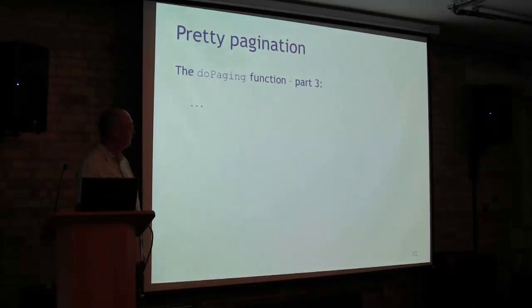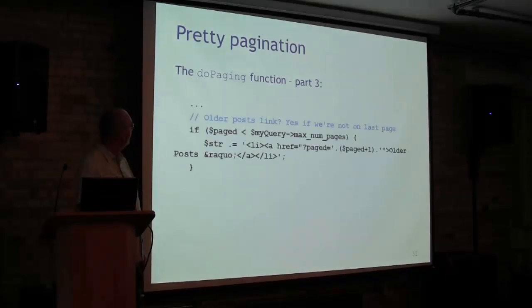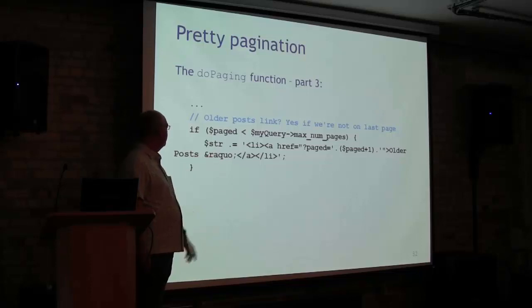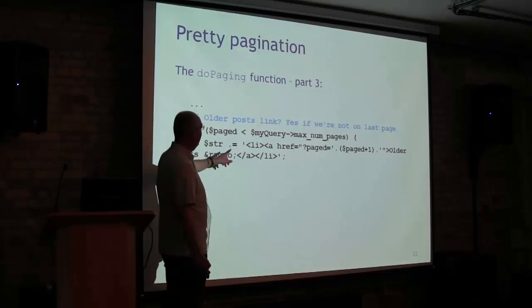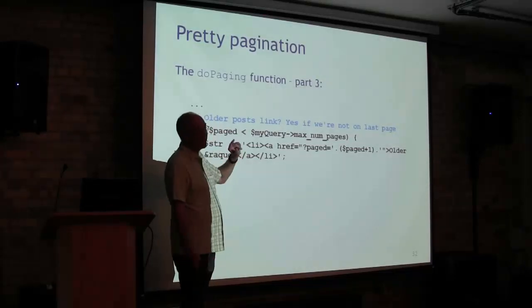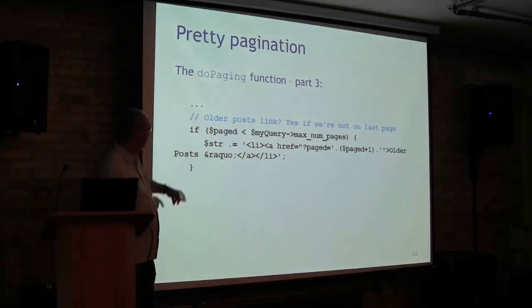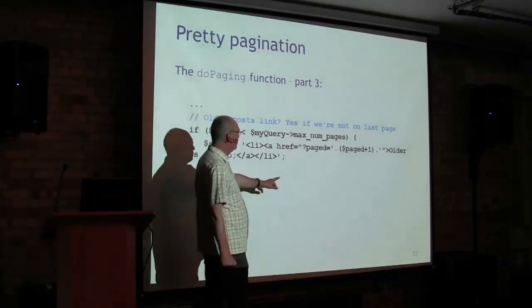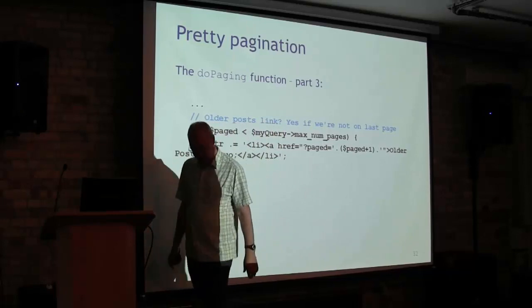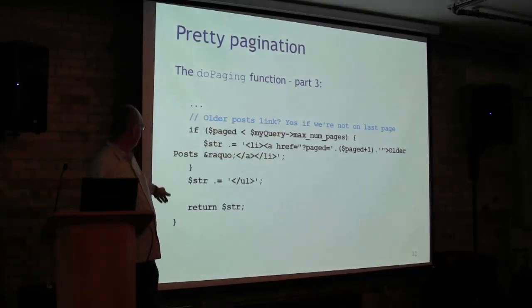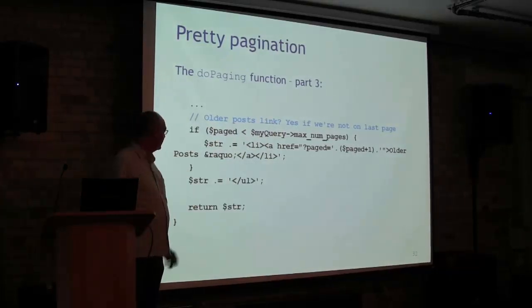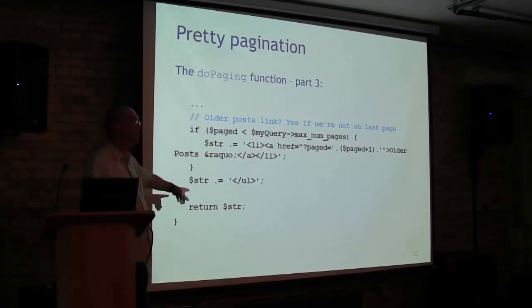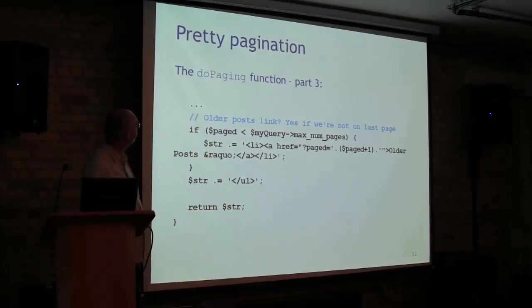The function, part 3. Okay, so we've done the loop where we list all the individual pages of results, and now we want to put out an older posts link. And I want to do that on every page except for the very last one, so it's a similar test to the first one. We see on that it runs the value of page to go on. And then the last bit is that I finish up by closing the list and then return the string to where it's called from.